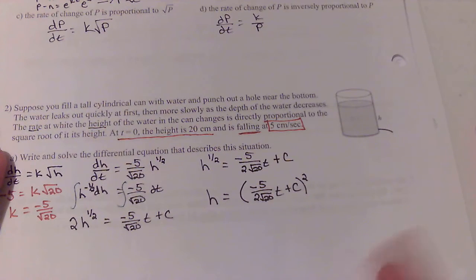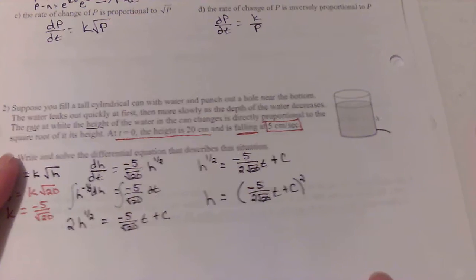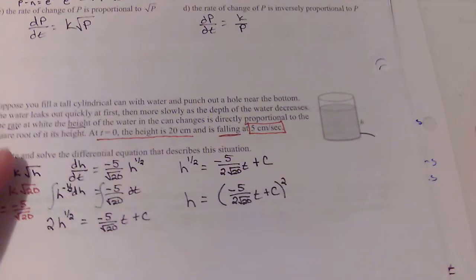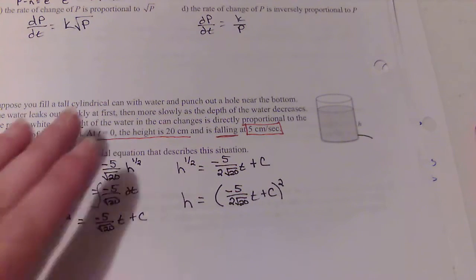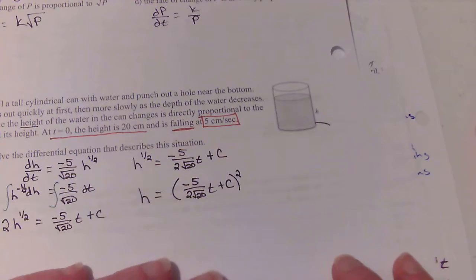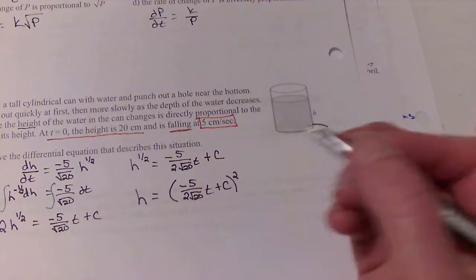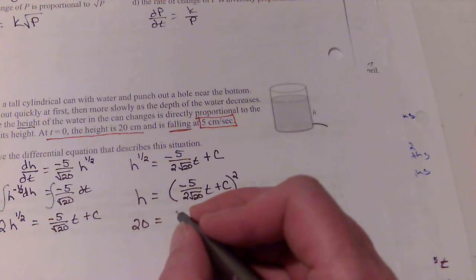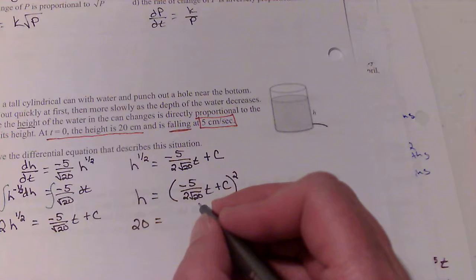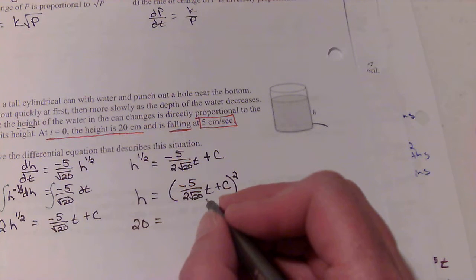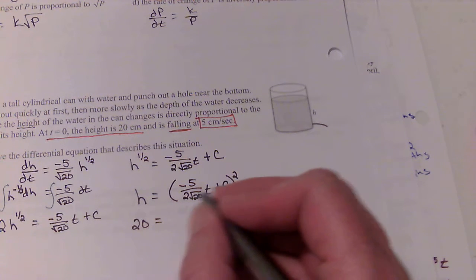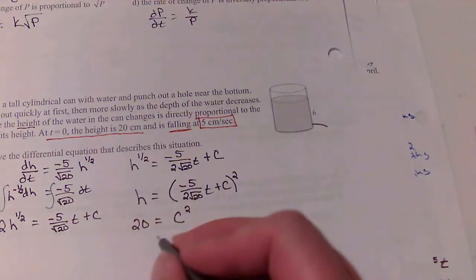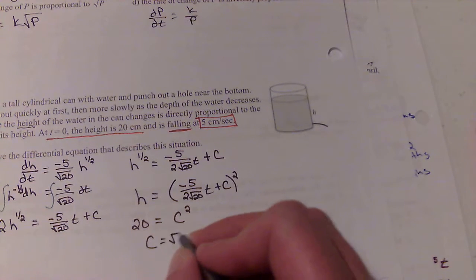Now, let's use that initial information to actually find c. Well, it says that at time 0, the height is 20. So, height is 20 at time 0. Well, that's going to be super easy, because that's going to go to 0, so that's going to give me 20 equals c squared. So c is the square root of 20.